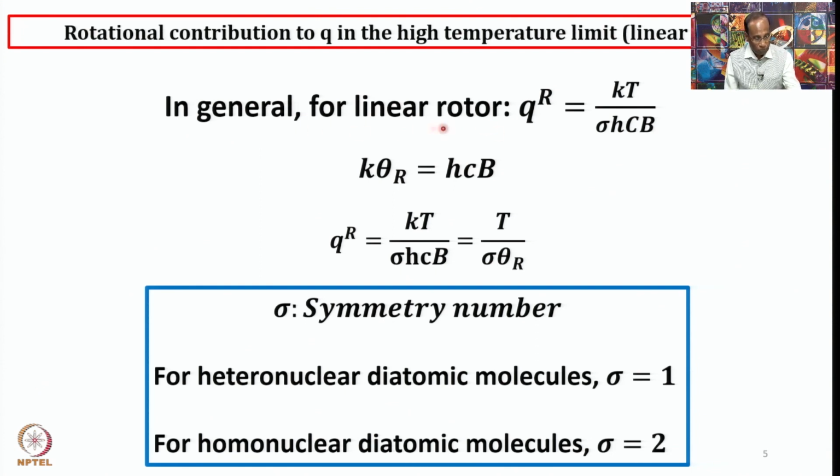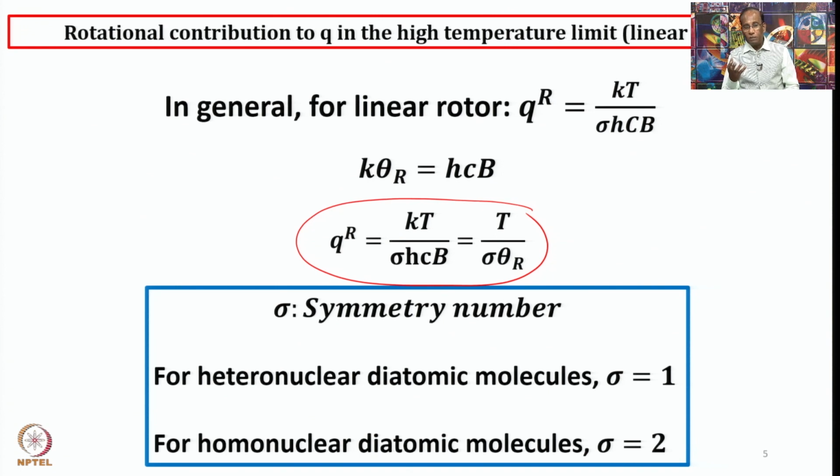For a linear rotor, we derived this expression: QR is equal to kT by sigma hcB. Sigma is the symmetry number, k is the Boltzmann constant, h is Planck's constant, c is the speed of light. That means you have this rotational constant B. B is h cross by 4 pi cI, and T is temperature. We also brought in the importance of rotational temperature, that this equation is valid if the temperature is higher than rotational temperature. So, this was the expression for a linear rotor.